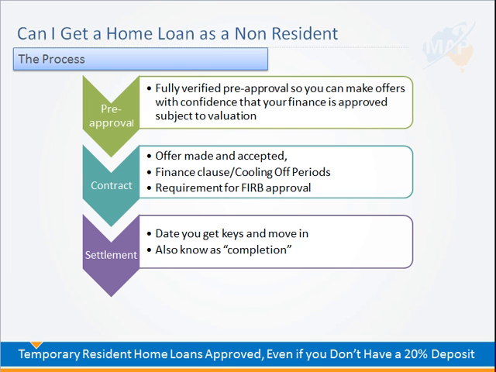You're then out there to find a property to buy, and we would give you guidance on what terms to put in the contract of sale, any finance clauses, any requirements for FIRB approval, and so on. So you make your offer, you get your offer accepted, we then get the home loan approved, and then somewhere between 30 to 60 days later, you get the keys and you get to move into your property.